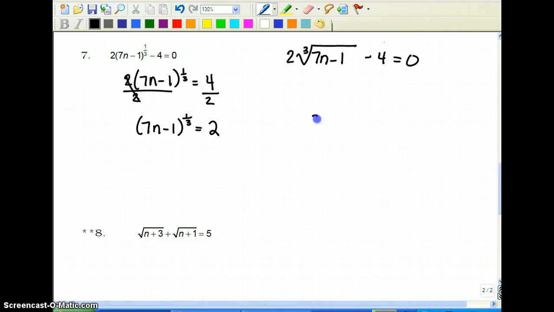Over here you would have the cubed root of 7n minus 1 equals 2, if you did the same thing. Now, if you were on this side, you would cube both sides, correct? That takes care of this cubed root. Well, what I would say is I just want to turn this into a 1. So I'm going to multiply by 3, which is cubing it on both sides. So you see, you're doing the same thing in both problems. Either way, you get 7n minus 1 equals 8.